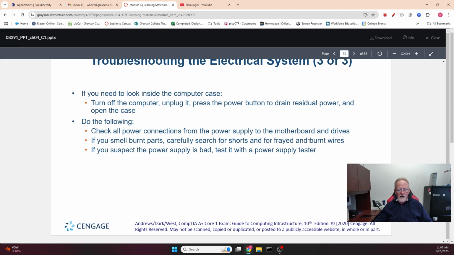Look for burnt wires, look for burnt spots on the motherboard. Look for soot. If you suspect the power supply is bad, get yourself a multimeter and check. You should be able to tell from the colors of the wires what polarity and amount of voltage is coming out of each plug. Check with a multimeter. If you're not getting that, then you might need to look at the power supply as being bad.